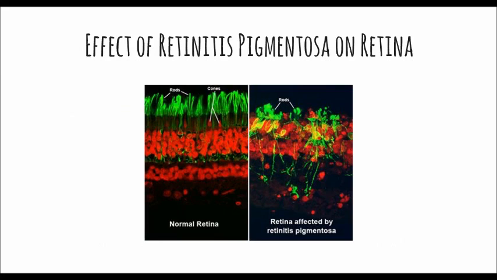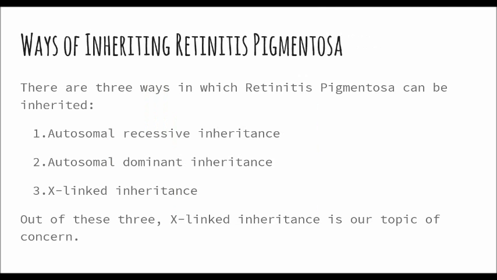Effect of retinitis pigmentosa on the retina. The left shows the normal retina and that on the right shows the retina affected by retinitis pigmentosa. You can clearly see that the rods and cones of the retina are affected by the disease. There are in total 3 ways in which the disease can be inherited. They are autosomal recessive inheritance, autosomal dominant inheritance, and the third one is X-linked inheritance. Out of these 3 ways, the third way, that is the X-linked inheritance, is a topic of concern.